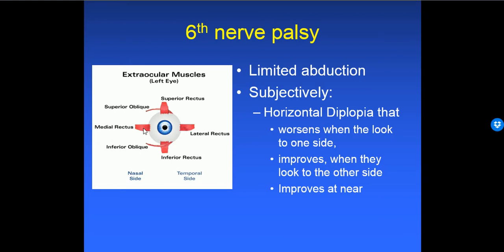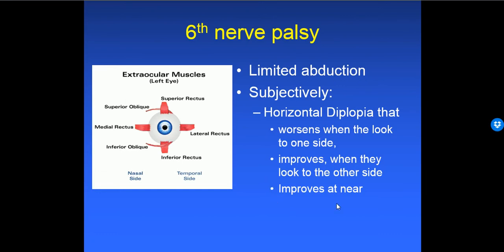It gets worse when they look to one side. So if it was in the left eye and it was the lateral rectus palsy, then it would get worse when they look to their left side, because that's where they need their lateral rectus to act in the left eye. It would improve when they look the other way, because when the patient is looking to their right, they need their medial rectus to act, not their lateral rectus. So looking to the right is not a gaze that would involve the lateral rectus, and they'll be able to do that just fine.